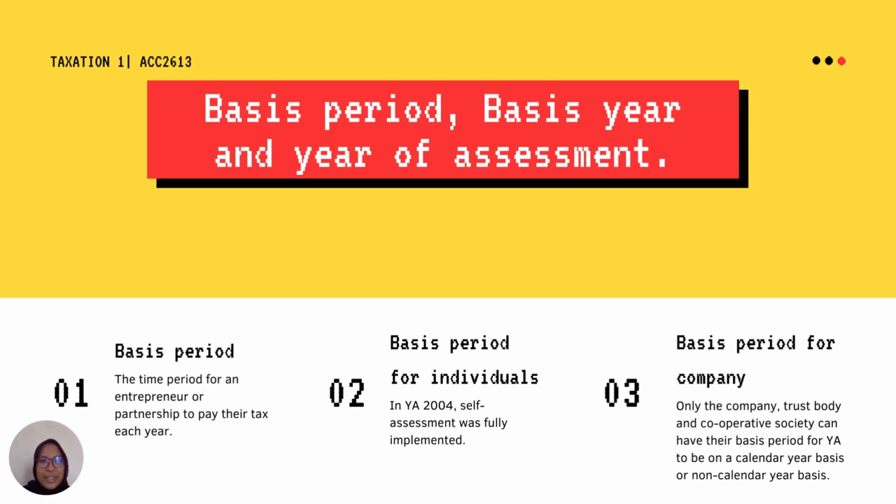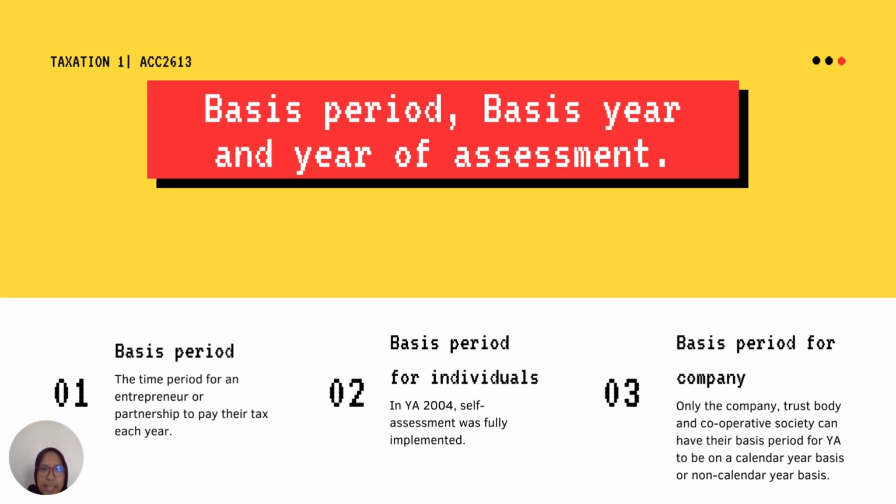Assalamualaikum warahmatullahi wabarakatuh. I'm Siti Binti Masran, the last presenter of this group with ID number MDA008, who is going to present about basis period, basis year, and year of assessment, and chargeable person. Basis period is the time period for an entrepreneur or partnership to pay the tax each year. Basis period for individuals: in year of assessment 2004, self-assessment was fully implemented. It is where the income source of a person other than a company, trust body or cooperative society will be on a calendar year basis.